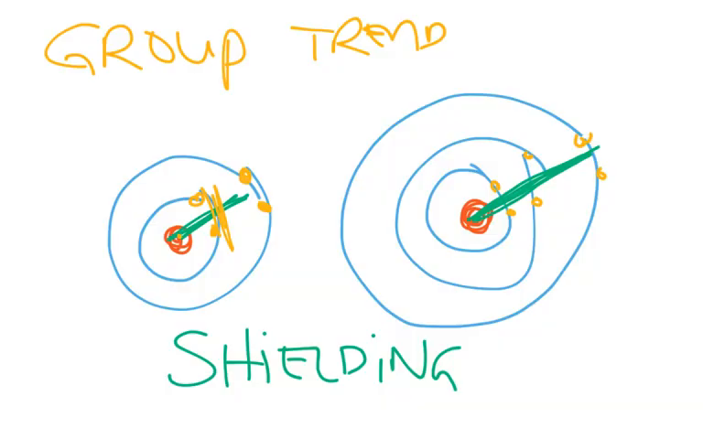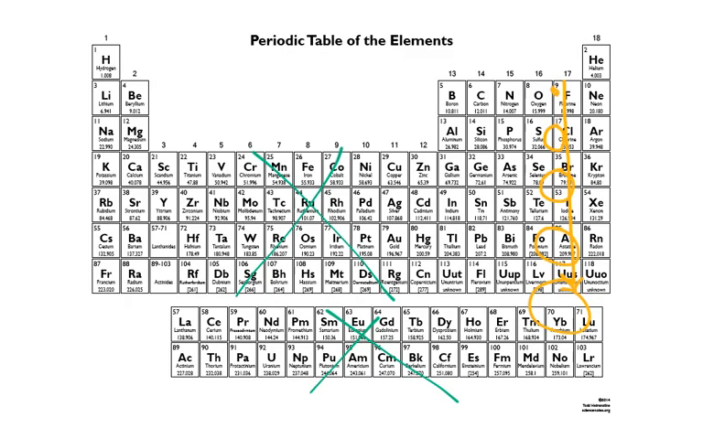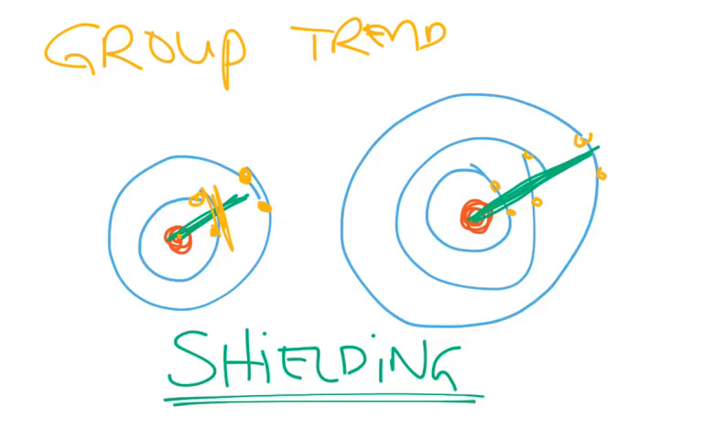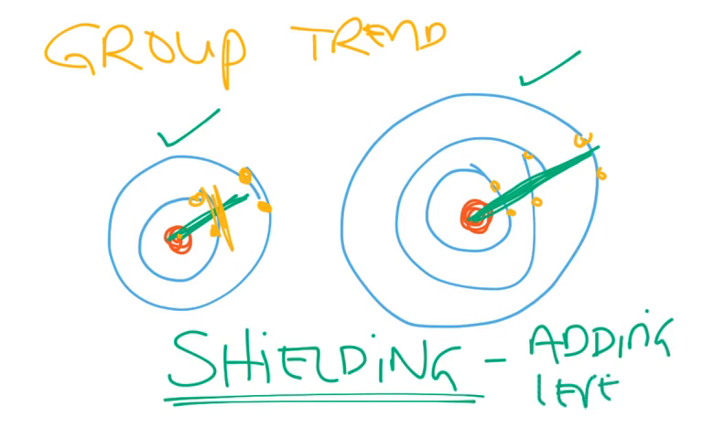One more note that I want to put out there on shielding. Shielding is only an issue when we're looking top to bottom. We don't worry about shielding going across the periods because, like I said before, going across the period, everybody has the same energy levels. So all of them in a row will look like that, or all of them will look like that. Shielding is only an issue when you're adding energy levels, when you're going from top to bottom down the periodic table.